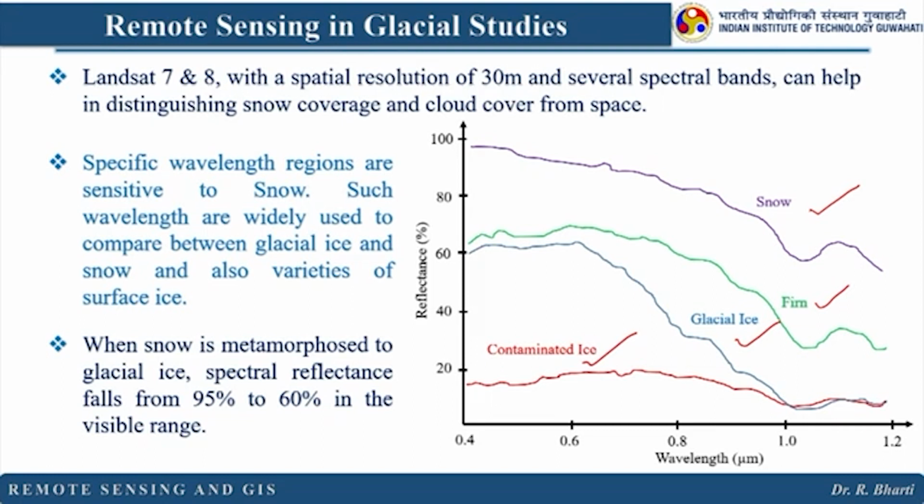So this is the beauty of remote sensing and GIS, where you don't have to visit the place. Definitely you need some ground data to validate it, but most of the time you can use remote sensing and GIS directly to interpret or derive the result.